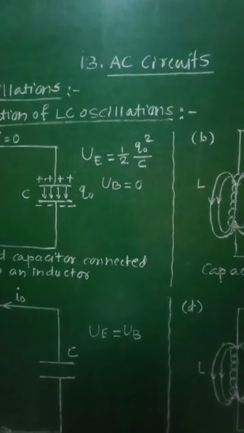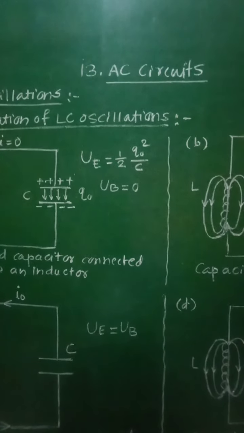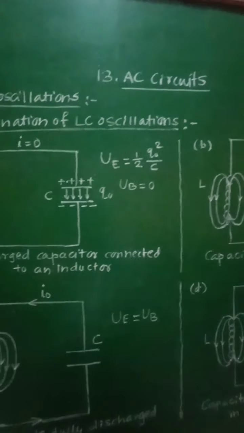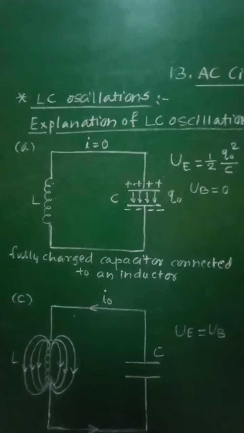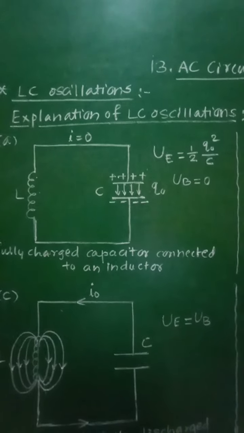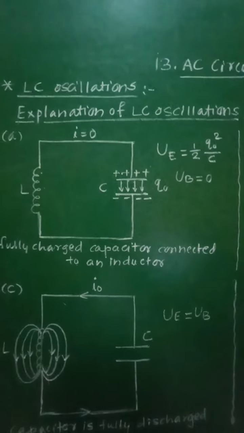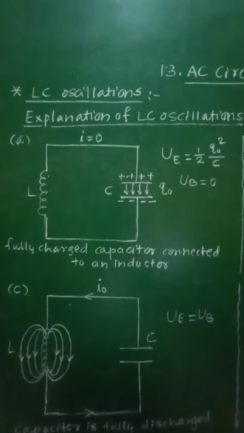Class 12th subject physics, 13th chapter AC circuits. From this chapter, let us see LC oscillations. First of all, let us see how the LC oscillations are produced.